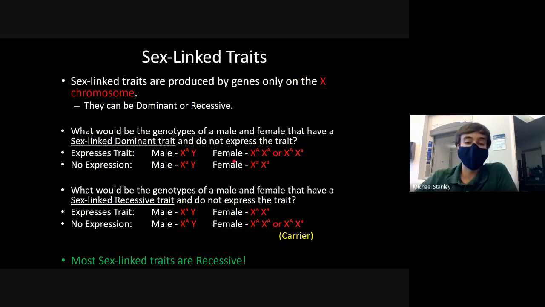So that means that for females, the rule still works the same. They have to get 1 or 2 big letters to get the dominant trait and 2 little letters to get the recessive trait. Males, the Y chromosome doesn't count. So if they inherit 1 copy of the dominant trait, they're getting the dominant trait. If they inherit 1 copy of the recessive allele, they get the recessive trait. Males don't have a second allele on the Y chromosome there.